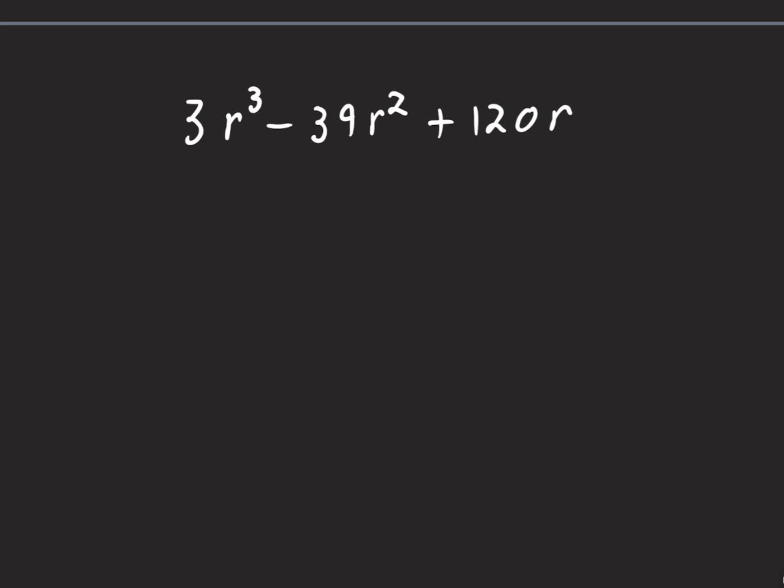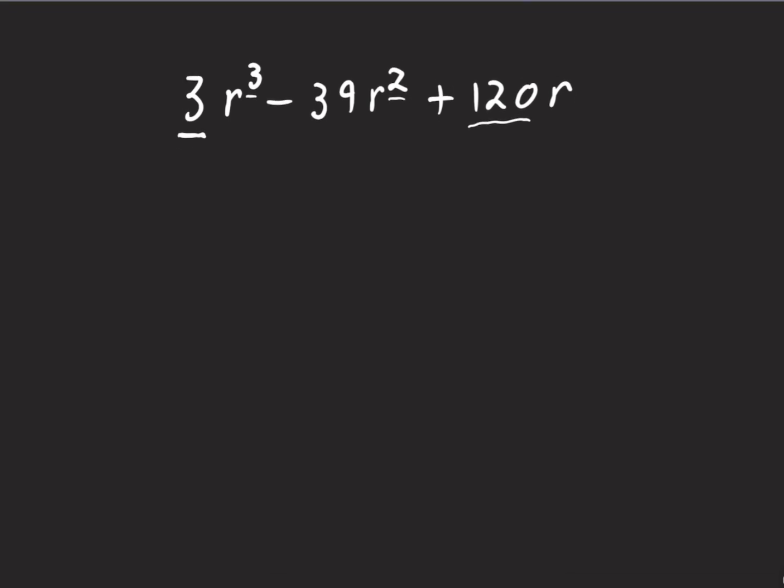First off, we don't have r squared and then r to the 1 and then just a constant by itself. We have r's in all of our terms. And also our leading coefficient is not equal to 1. So let's see if we can do some common factoring here to get this looking more like a simple trinomial. So let's start with our numbers. Well, what are each of these numbers divisible by? We can divide all of them by 3.